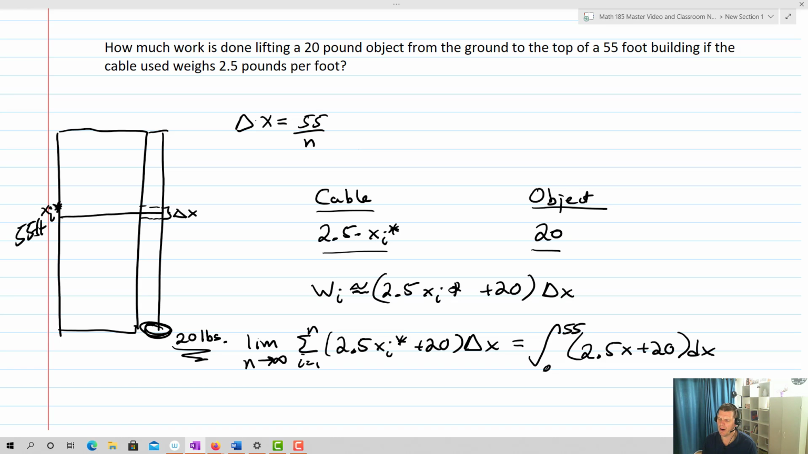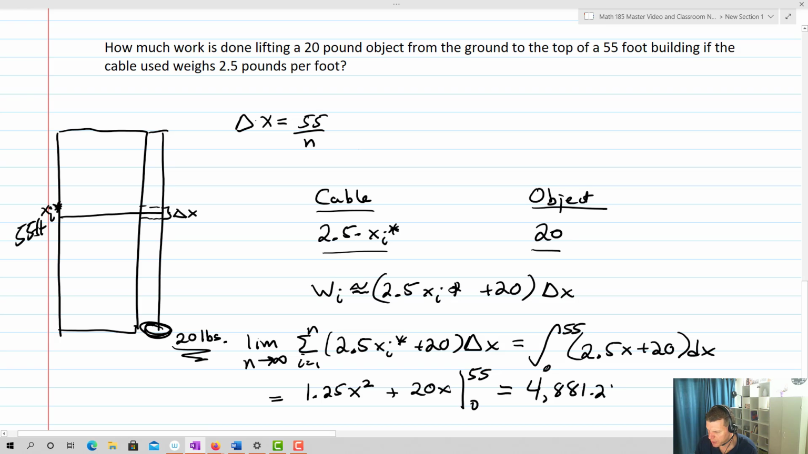All right, so when we take that limit as it approaches infinity, we get the integral. Our delta x's become a dx, just like we've been seeing. So now this gives me 1.25 x squared plus 20x, and we're going to evaluate that from 0 to 55. And when we do that, what we end up getting is 4,881.25 foot-pounds. And that's our work.